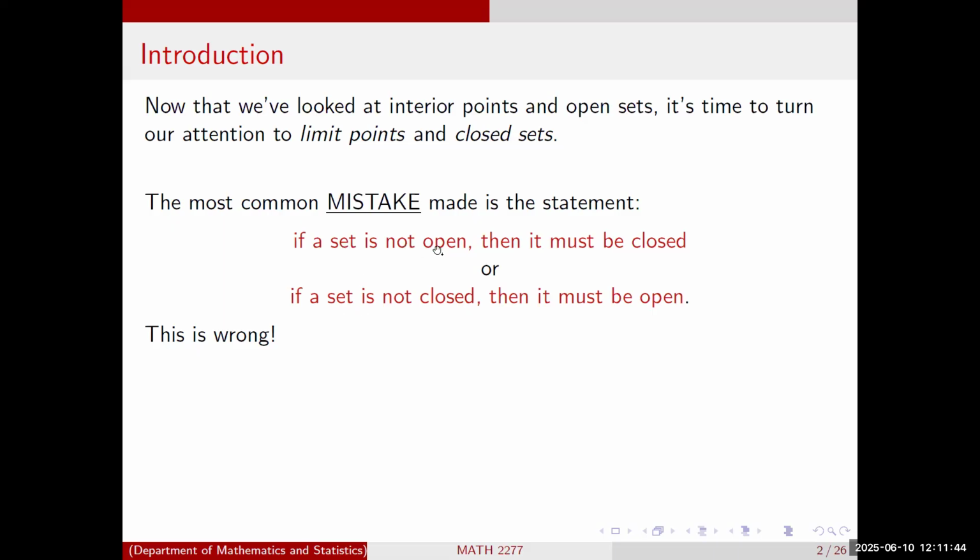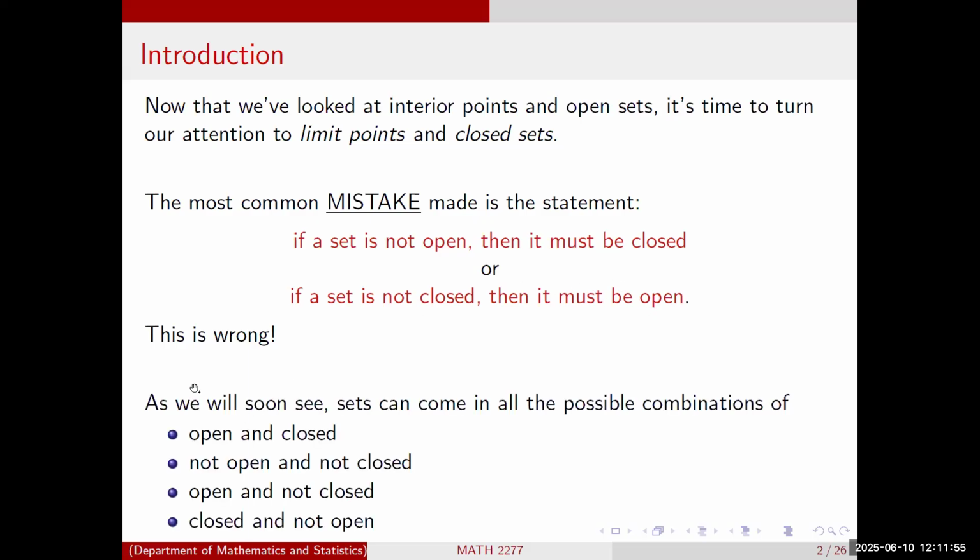So if a set is not open, that does not mean it is closed. You cannot write that. And if a set is not closed, then you cannot write the set is an open set. Okay, and I put here, as you will soon see, sets can come in all possible combinations. So a set could be open and closed at the same time. A set could be not open and not closed. So none of those. A set could be open but not closed, and a set could be closed but not open. So when it comes to sets, it could be anyone, right?